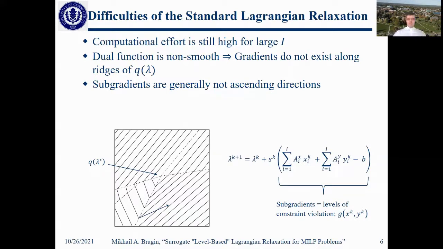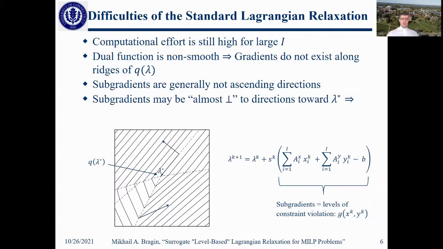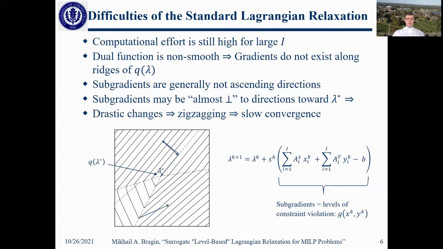Third, when updating the multipliers using subgradient directions with the intent to maximize the dual function, in the next iteration, a dual value may become lower than in the previous iteration. So subgradients are generally not ascending directions. Also, subgradients may be almost perpendicular to directions toward the optimal lambda. What does it lead to? That leads to the drastic changes in subgradient directions, which leads to zigzagging of multipliers and slow convergence as a result.